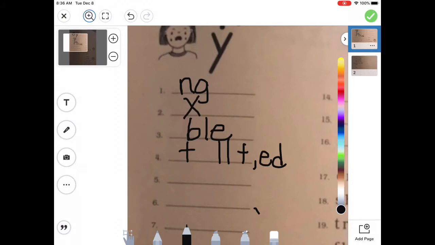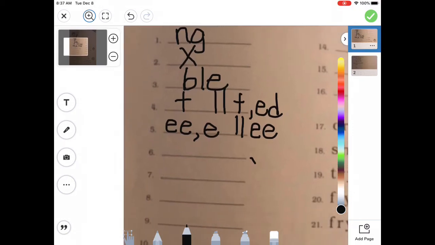All right, on number 5, what makes the E sound? How can we spell that? That's right. It can be EE or E, comma, E, or it can be final EE, because a lot of times when we have that EE, it can be at the end of words like C or B, like the insect. All right, on number 6, how can we spell the K sound?